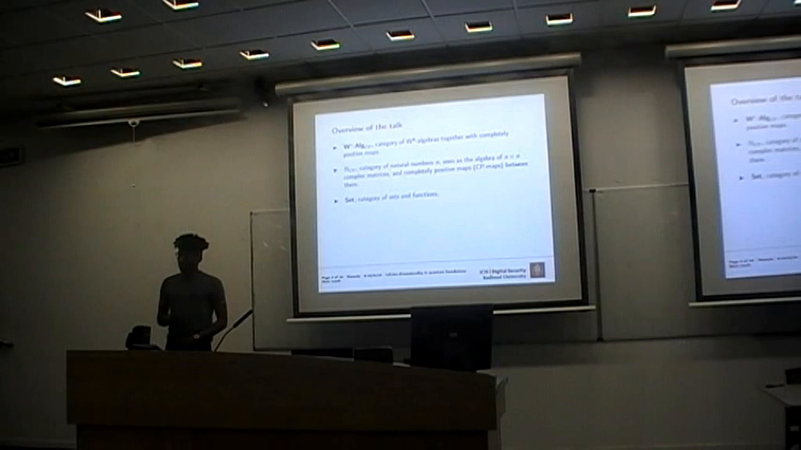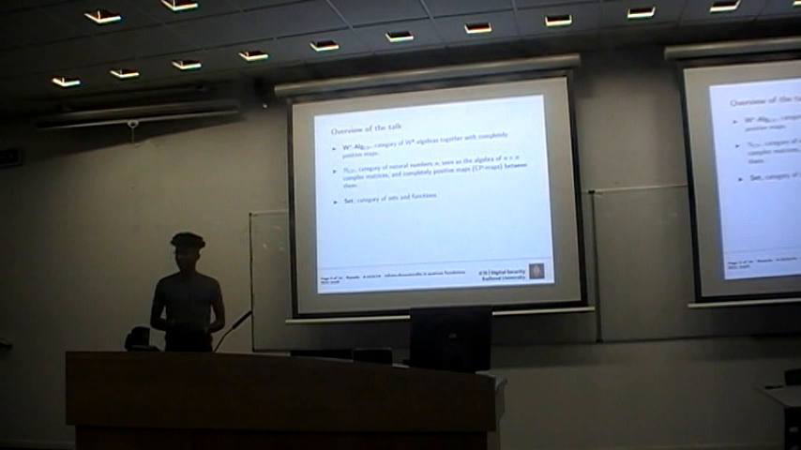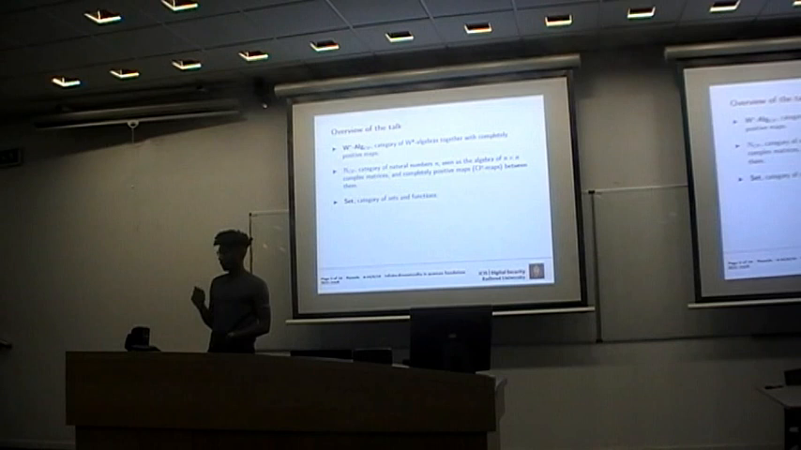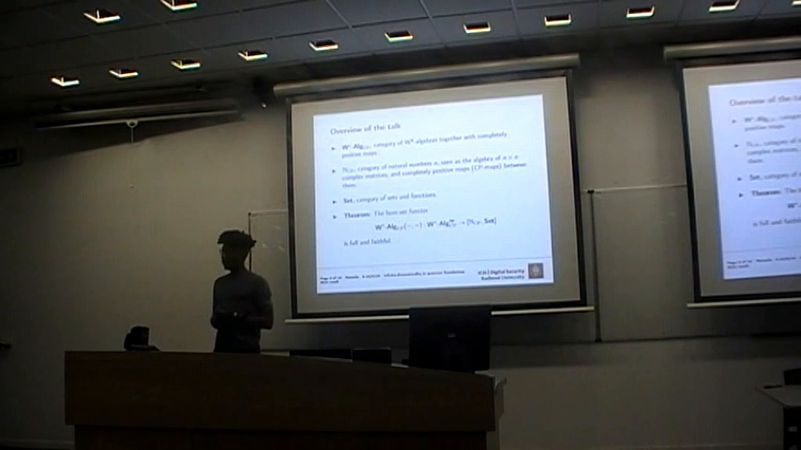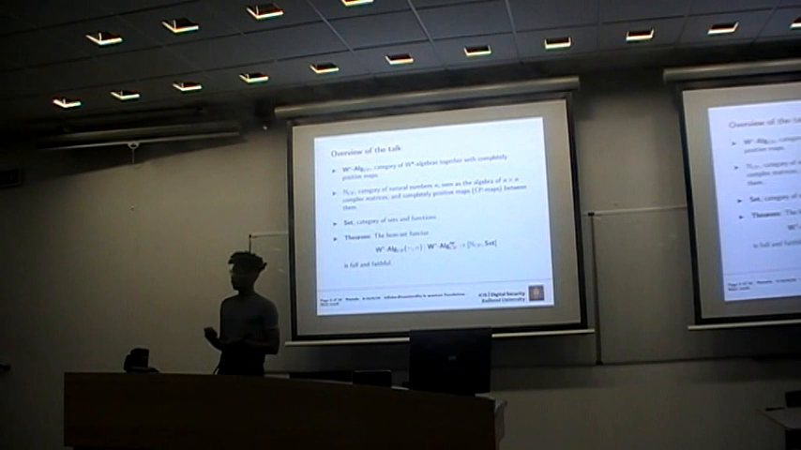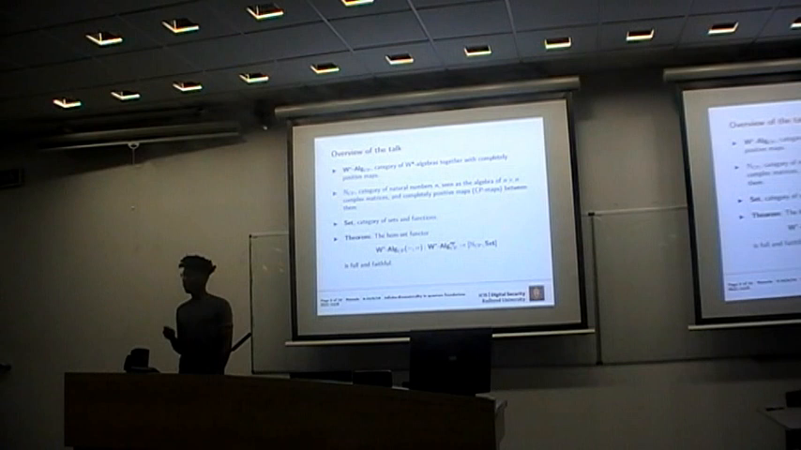In this talk, I will discuss three different categories: the category of W-star algebras with completely positive maps, the category of natural numbers seen as the algebras of n-by-n complex-valued matrices and completely positive maps between them, and the category of sets. So our result is a relationship between those categories through this functor. There is a hom-set functor from the opposite category of W-star algebras with completely positive maps to the category of presheaves on matrix algebras, and we were able to prove that this functor is full and faithful.